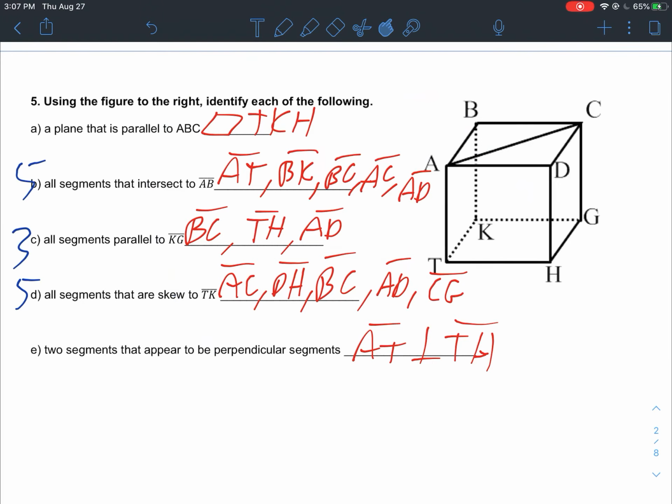Okay, here are possible answers. Actually, for A through D, those are all the answers that you have to have. For part E, that's just one possible one. So you do not have to have that same answer for part E. That's just one possible answer.